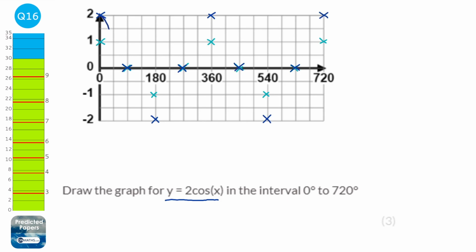When you're drawing the graph, make sure it's got a nice U shape at the bottom and the top. They will penalise a V shape. And my graph is not perfect, but that's more than good enough to get the marks.